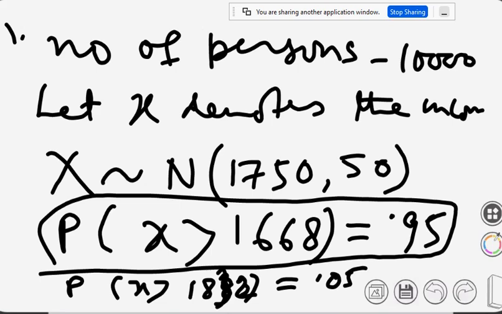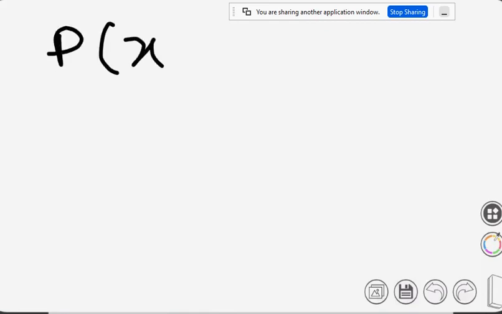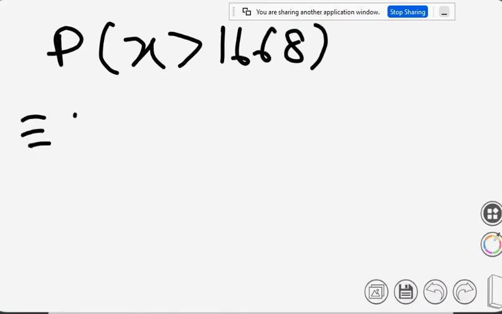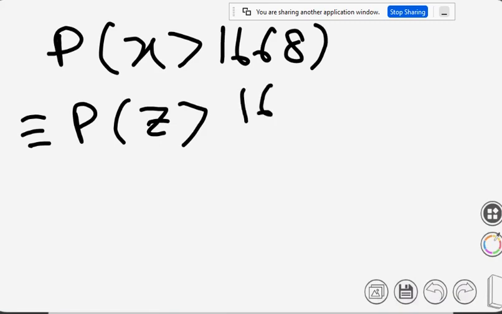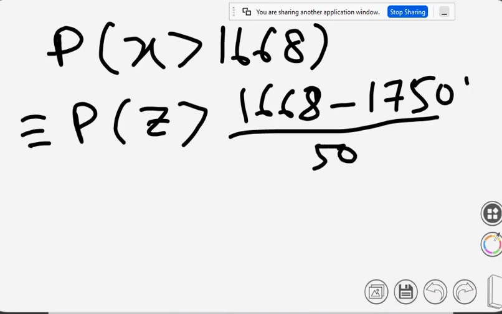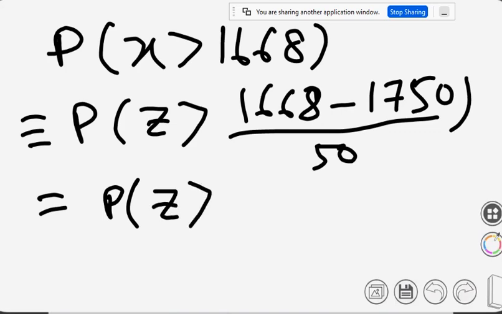So how to do it? Similarly, we will find out probability X greater than 1668, which is equivalent to probability Z greater than what value? Z greater than what will it be? 1668 minus 1750 divided by 50, which gives you what? I think it will be minus 1.64. So this gives you minus 1.64.